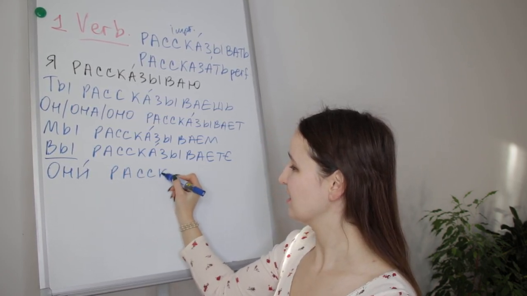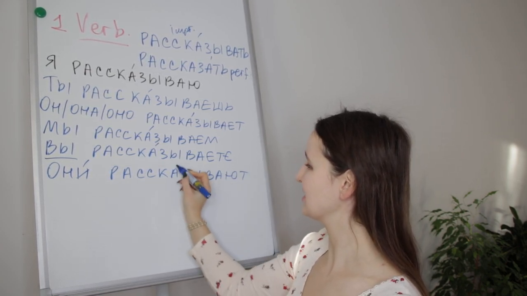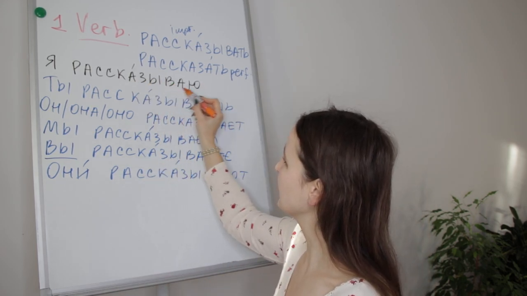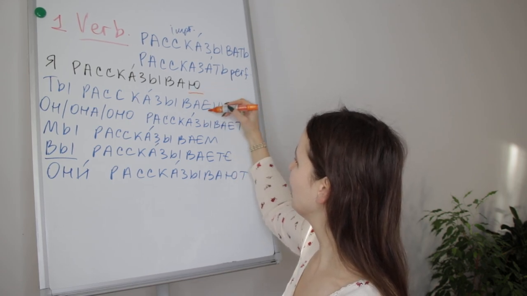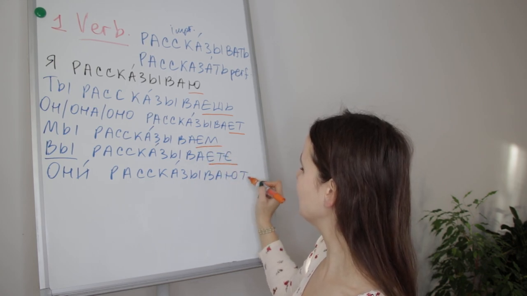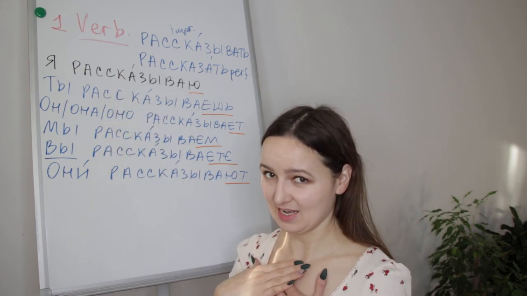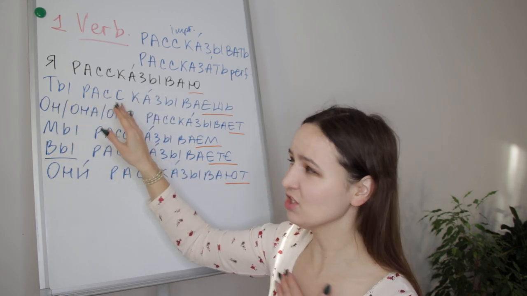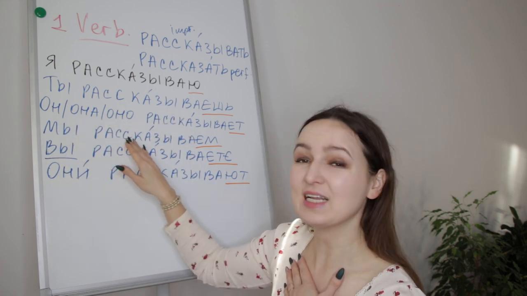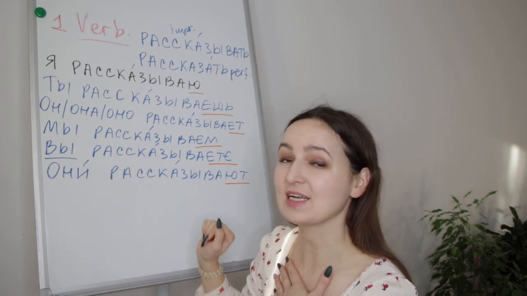Они рассказывают. Рассказывают. So, these are the most common endings for conjugation. Ешь, ет, ем, ете, and ют. Хорошо. So, я рассказываю, ты рассказываешь, он, она, оно рассказывает. Мы рассказываем. Вы рассказываете. Они рассказывают.